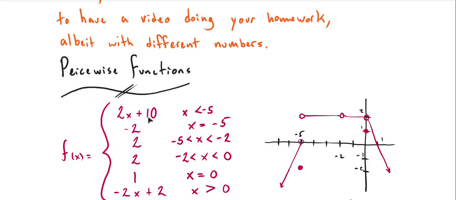So here we have an example of a function f of x, which is defined as follows. It's 2x plus 10 when x is less than negative 5. If x is equal to negative 5, the value is negative 2. If x is between negative 5 and negative 2, the value is 2. And when x is between negative 2 and 0, the value is also 2. Please note that I just left out the value negative 2. If no value is given for the function, you should interpret the function as not being defined at that point. Continuing on, when x is equal to 0, we're going to give it the value of 1. And when x is greater than 0, we're going to have the line negative 2x plus 2.